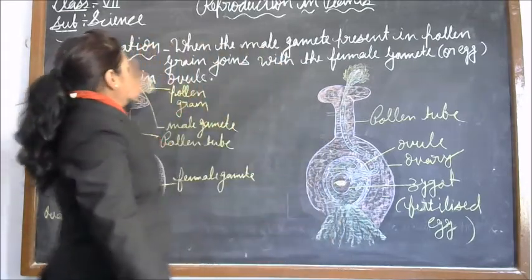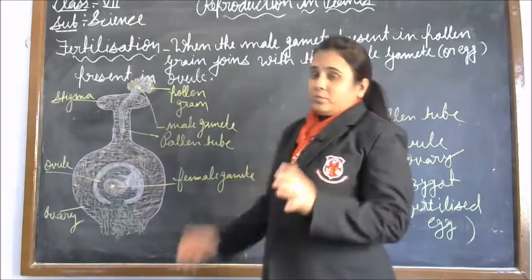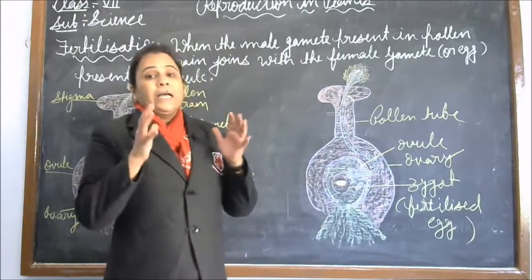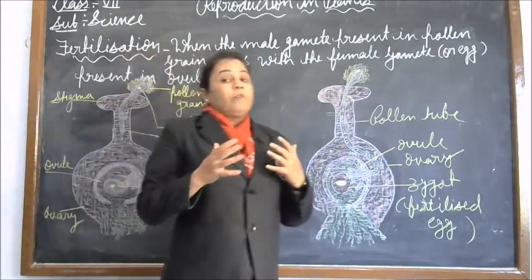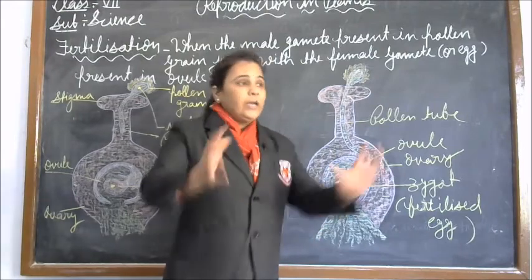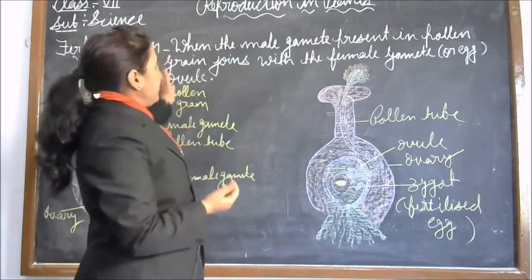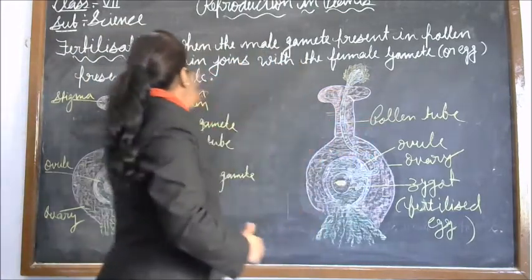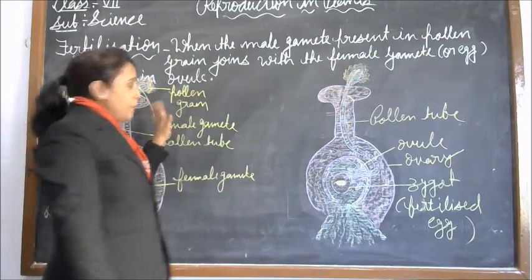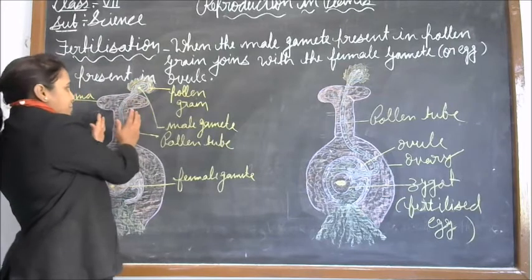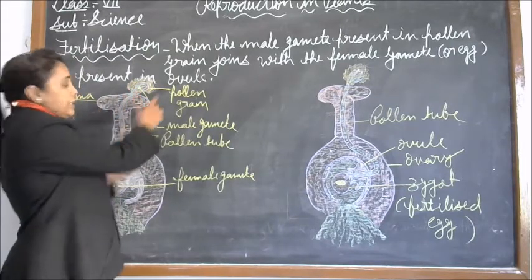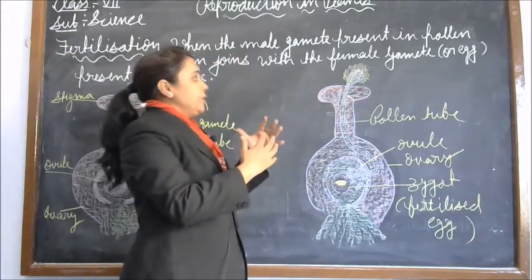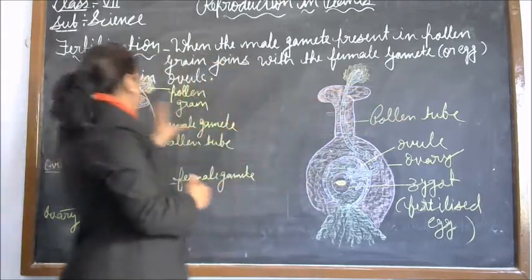Okay, let's start fertilization. Students, when pollen grain falls on the stigma of a flower, what process takes place? After pollination, the process of fertilization takes place. When a pollen grain falls on the stigma, it forms a tube-like structure. This tube-like structure is known as the pollen tube.